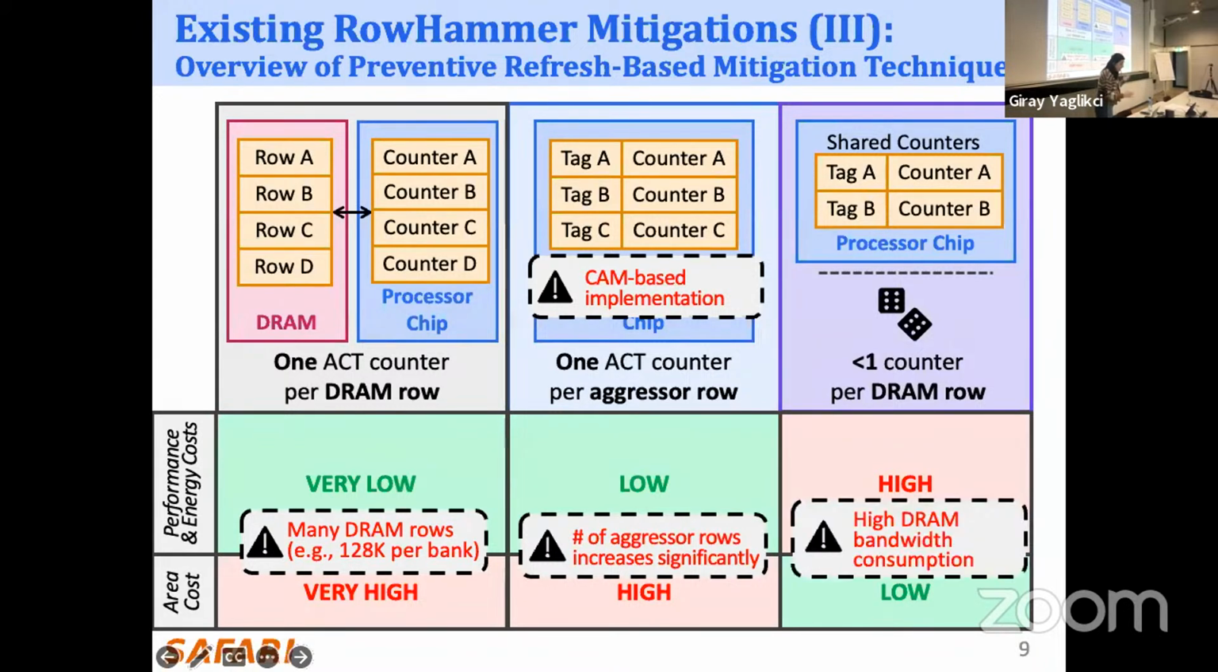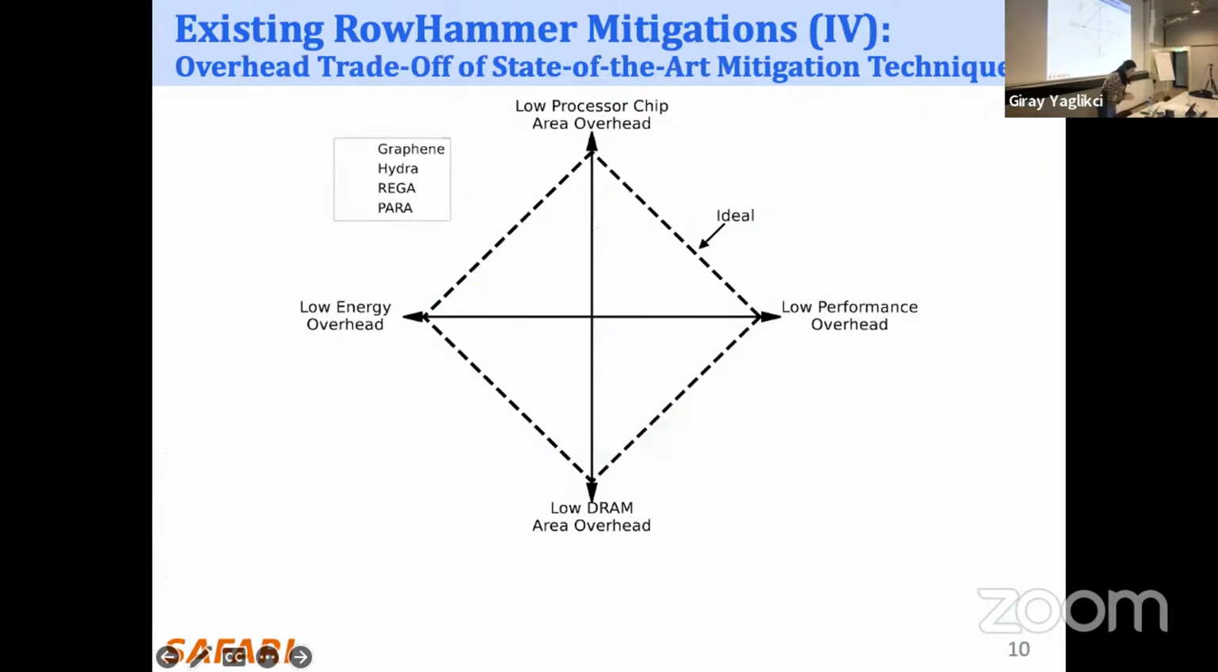This is because of the high DRAM bandwidth consumption that these mitigations have. These mitigations use the DRAM bandwidth to do the preventive refreshes, and they do unnecessary preventive refreshes because they are not tracking the activation counts perfectly. Basically, they are doing preventive refreshes when they can do regular memory operations. Ideally, we would like to achieve low energy, low processor chip and DRAM area, and low performance overheads.